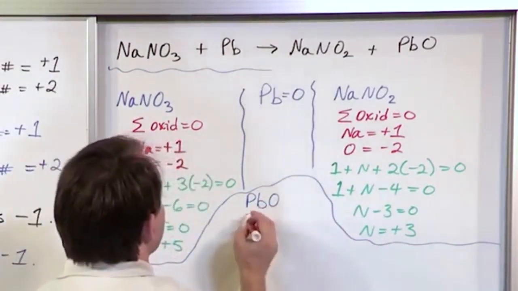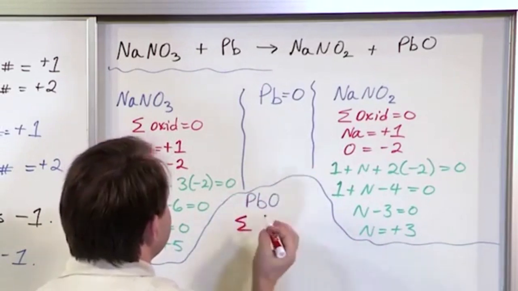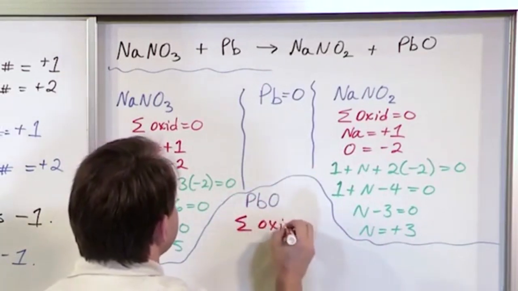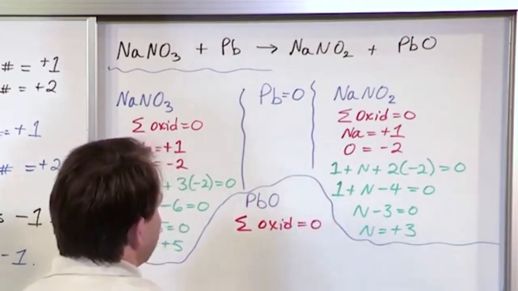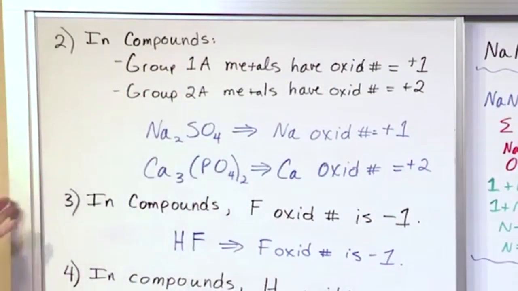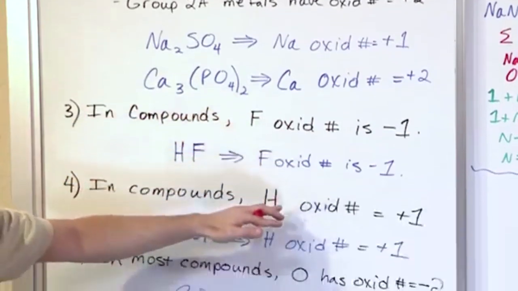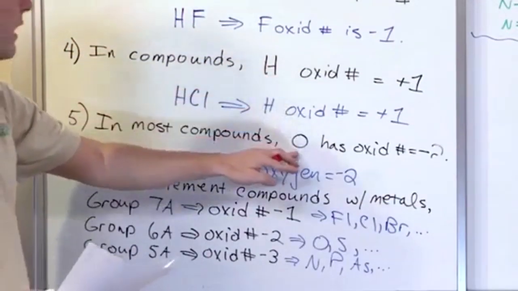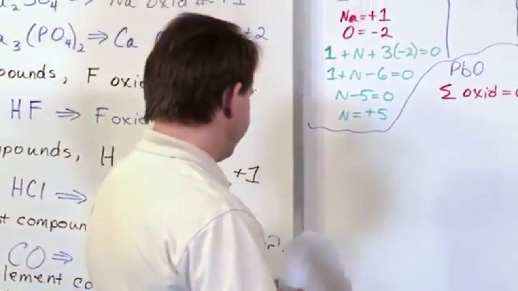So the first thing, number one, this has no charge. It's a neutral, so the sum of the oxidation numbers has to equal 0. The next thing is we go down our list. Do we have any group 1 or 2 metals? No, we don't. Do we have any fluorines? Do we have any hydrogens? No, we don't. Do we have any oxygens? Yes, I do. It's a -2.